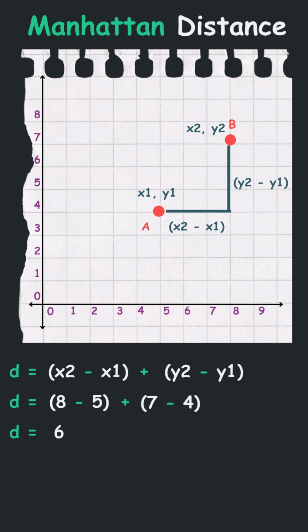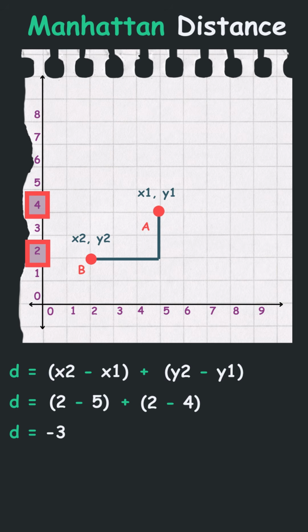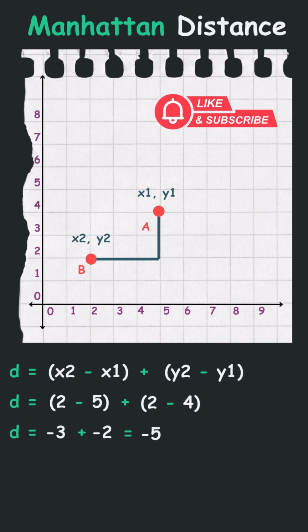Let's move point B to a new location where x2 is equal to 2 and y2 is equal to 2. So the horizontal distance becomes 2 minus 5 equal to negative 3, and the vertical distance becomes 2 minus 4 equal to negative 2, giving us a total of negative 5. But that doesn't make sense, right? Because you cannot have a negative distance.